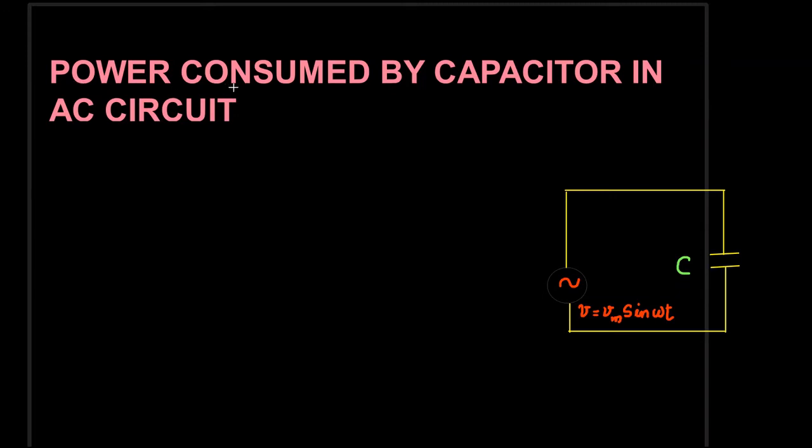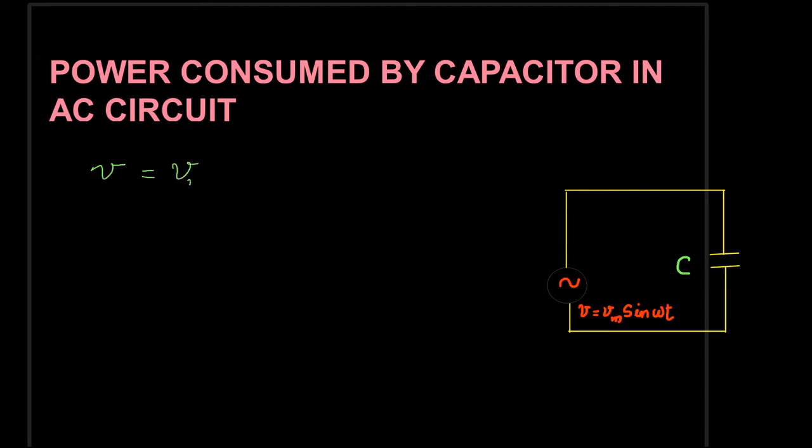Power consumed by capacitor in AC circuit. Let us consider an AC source which supplies a sinusoidally varying potential difference across the plates of the capacitor of capacitance C. At any time t, let V be the voltage supplied by the AC source.